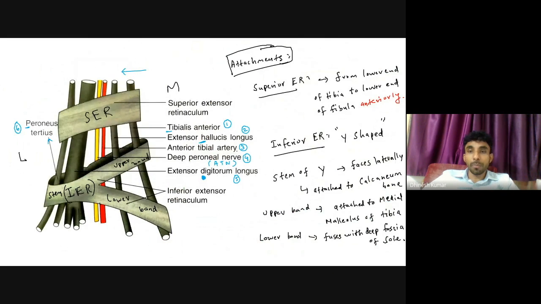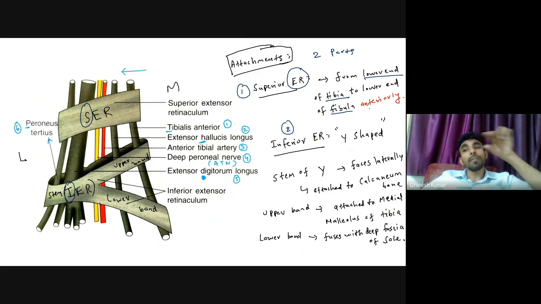So let's move a little faster. The peculiarity of extensor retinaculum is it consists of two parts. What are they? As you see in this diagram, superior extensor retinaculum, then inferior extensor retinaculum. Superior extensor retinaculum is attached medially and laterally to the lower end of tibia and the lower end of fibula. It extends from the lower end of tibia to the lower end of fibula anteriorly.